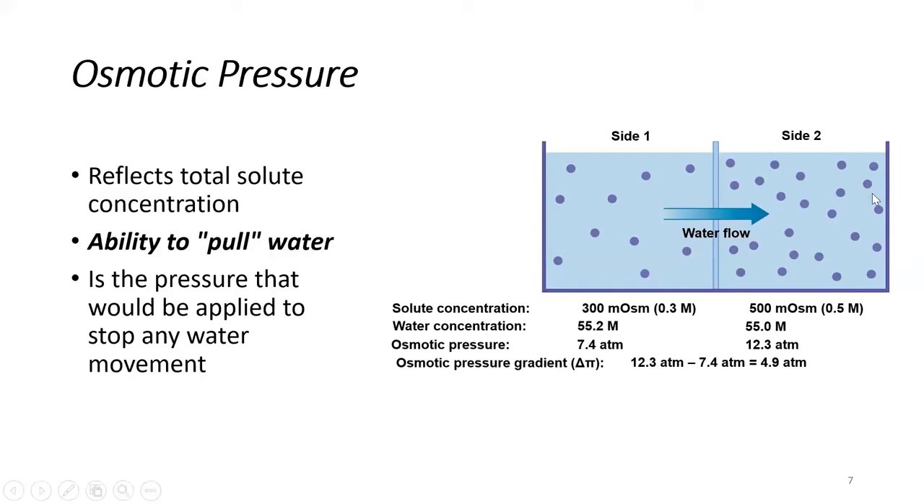So the pulling effect, the force effect of water moving from side one to side two is what we refer to as the osmotic pressure or the osmotic pull. And so the pull is going to happen according to the osmotic pressure gradient. So if you've got an osmotic pressure of 12.3 atmospheres on side two and an osmotic pressure of 7.4 atmospheres on side one, then we now have an osmotic pressure gradient from 12.3 to 7.4, which gives us movement from side one to side two.